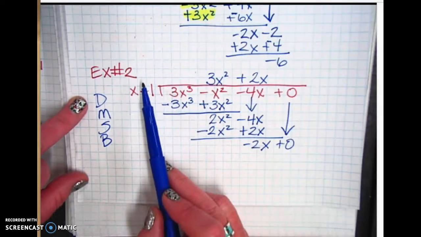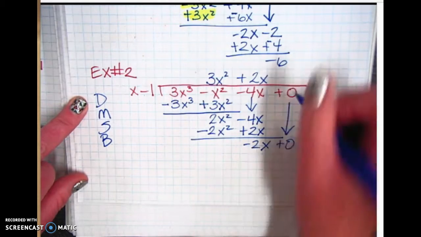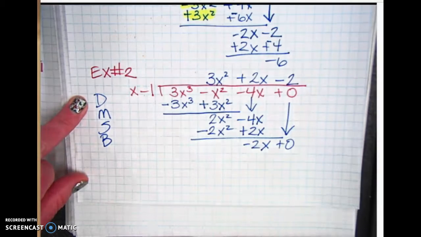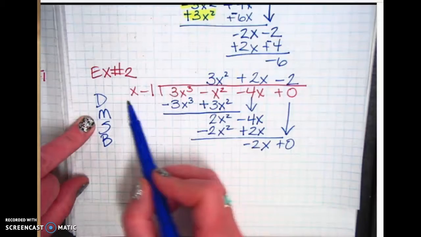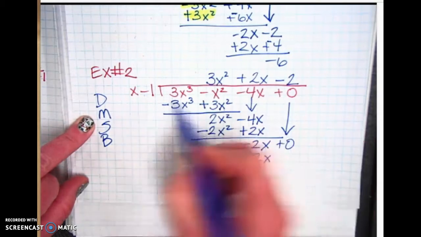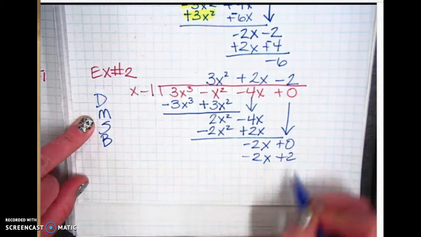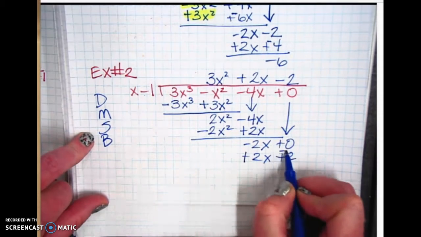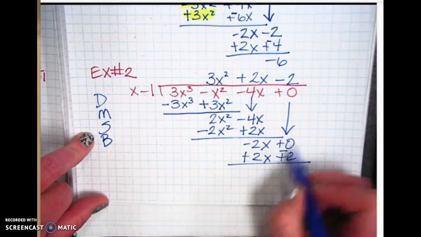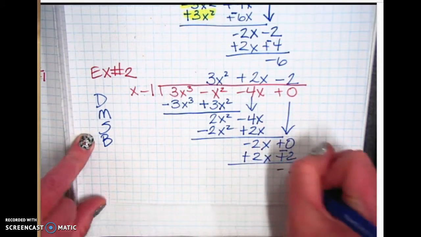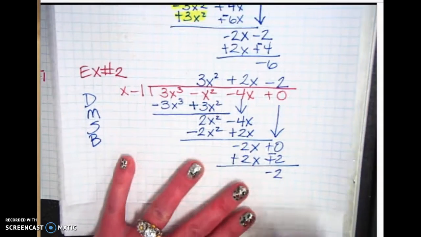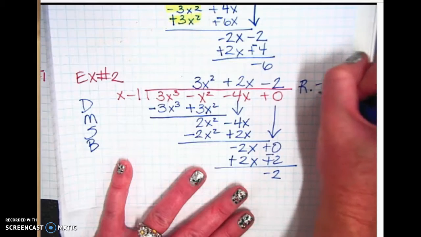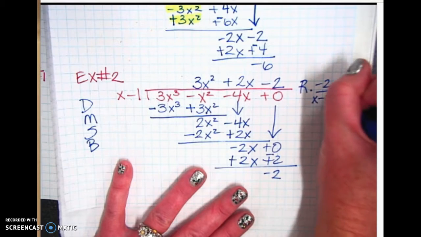So we want to say x goes into negative 2x negative 2 times. Then we multiply. Negative 2 times x is negative 2x. Negative 2 times negative 1 is plus 2. Then we want to subtract, so this becomes plus, this becomes minus. These are opposites and they cancel. 0 minus 2 is negative 2. Nothing left to bring down, so this is your remainder. We have a remainder of negative 2 over x minus 1.